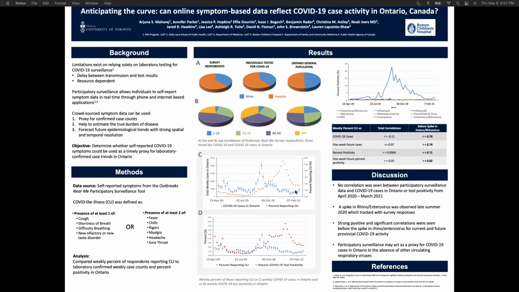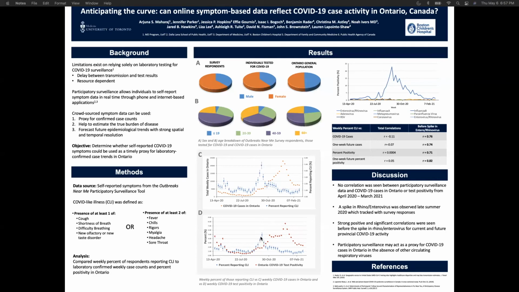We saw similar trends when comparing COVID-like illness from surveys to weekly percent positivity in Ontario. Percent positivity fell into the summer. It was an all-time low and started to rise into the second wave. We saw very close tracking between those reporting CLI from our survey to test positivity in Ontario into the summer. And we saw the same decoupling of the curves in September 2020.